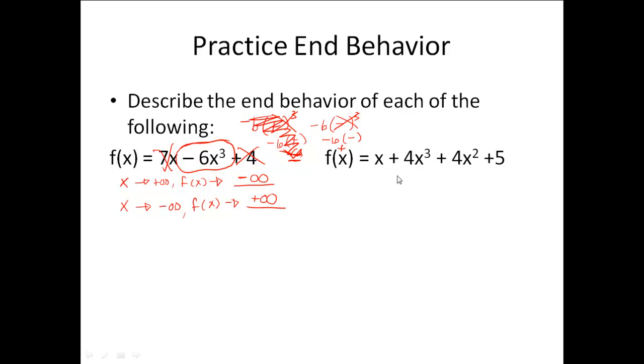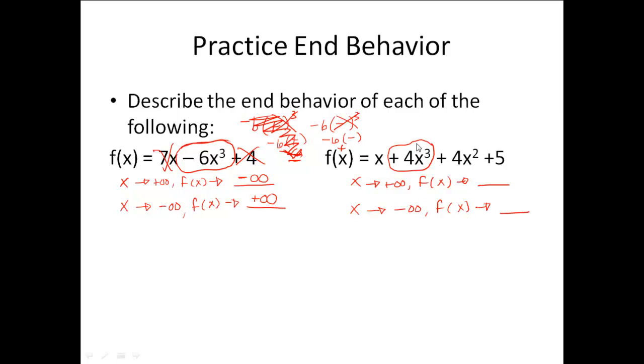Next example. My degree is 3. My leading coefficient is a positive 4. So I can start with my format again. As x approaches positive infinity, f of x approaches, and put my blank there. And then as x approaches negative infinity, f of x approaches.